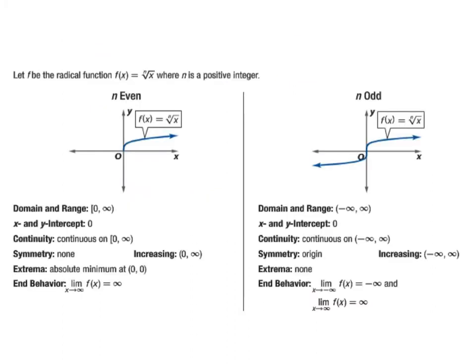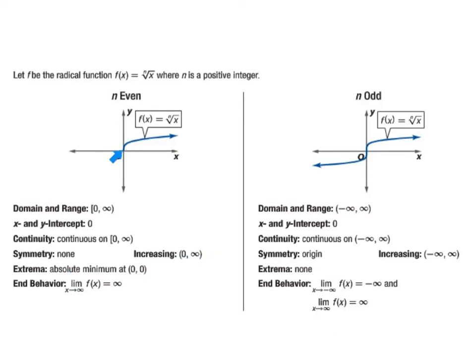So if we're looking at an even root function, remember that in the real number system, we cannot take the even root of a negative value. So this parent function's domain is restricted from 0 to infinity. Notice both the x and y intercept are at 0. This is a continuous function on its domain from 0 to infinity. There is no symmetry. It's always increasing.